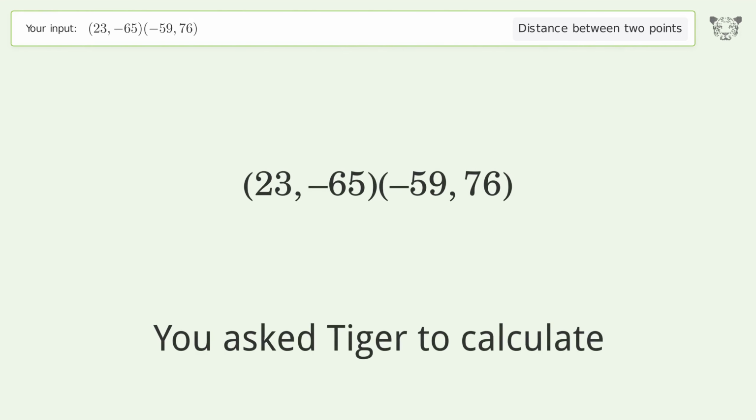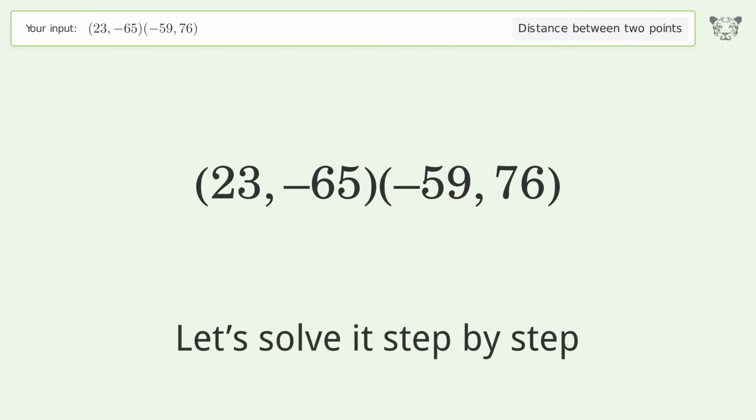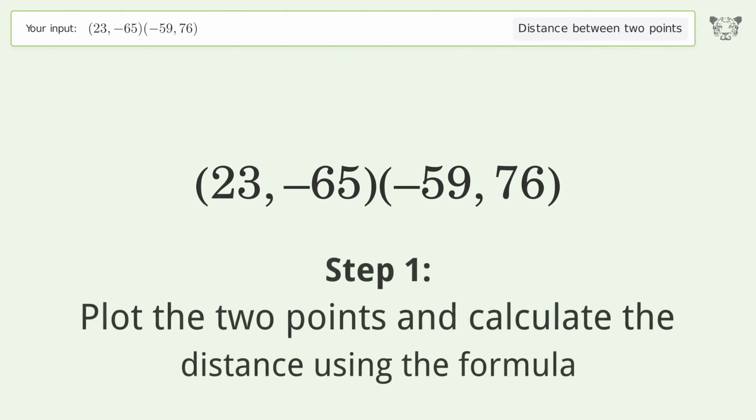You ask Tiger to calculate. This deals with the distance between 2 points. The distance between the 2 points is the square root of 26,605, or 163.11. Let's solve it step by step. Plot the 2 points and calculate the distance using the formula.